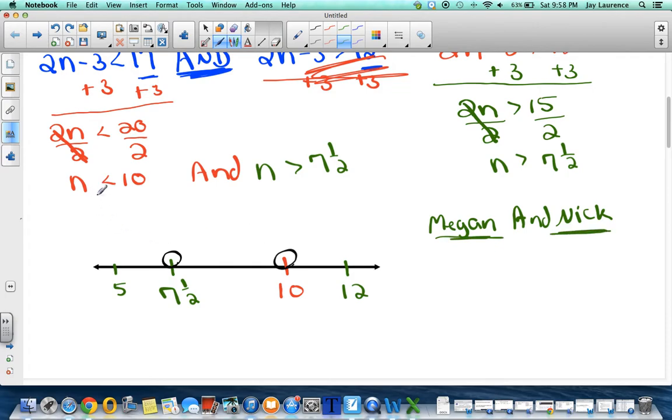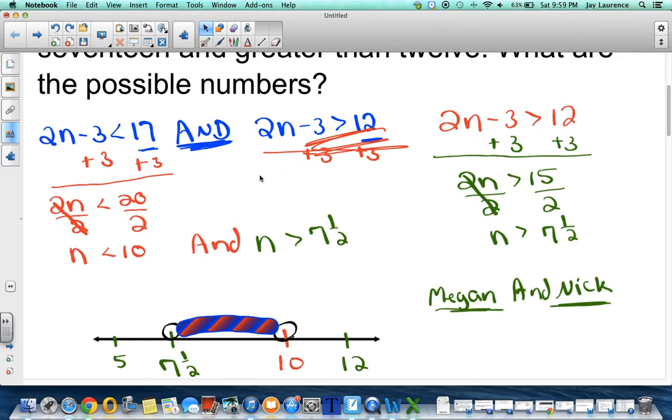So what I need on my number line are the numbers that are less than 10 and greater than 7.5. Well, those numbers would lie in between the two, right? They would lie in between the two from here to here. If I pick any number in that shaded region, and I plug it into the original inequalities, I will get a true answer. Let's use 9. Let's plug 9 in.